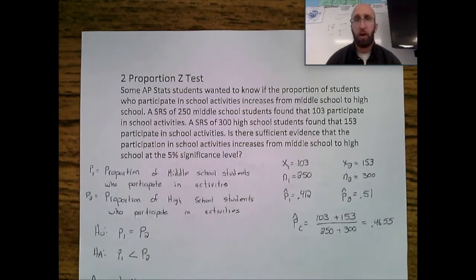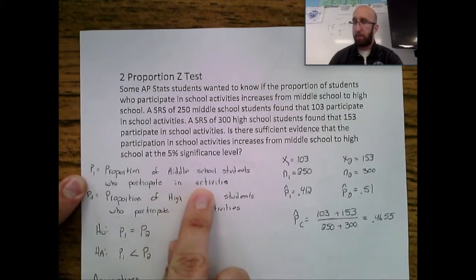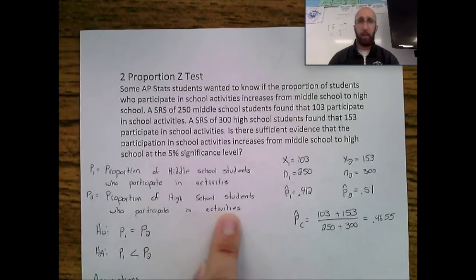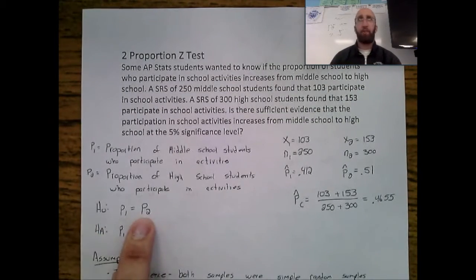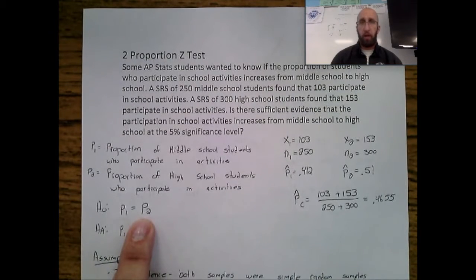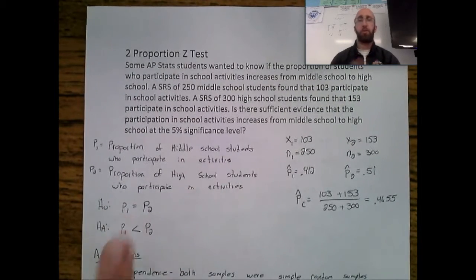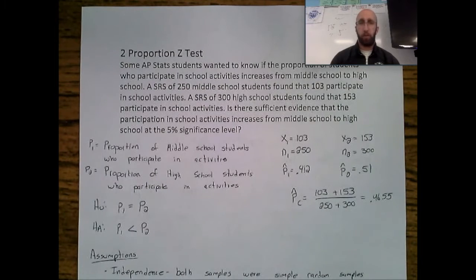What are we even talking about here, my parameters? P1 is the proportion of middle school students who participate in activities. P2 is the proportion of high school students who participate in activities. These two population proportions are what we're talking about. My null hypothesis is what we're assuming is true until the very end, then we make a decision on it. The null hypothesis assumes these two proportions of students participating in activities are the same: the proportion of middle schoolers is equal to the proportion of high school students.